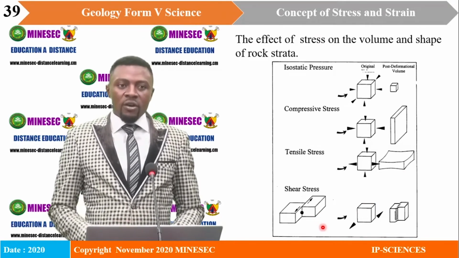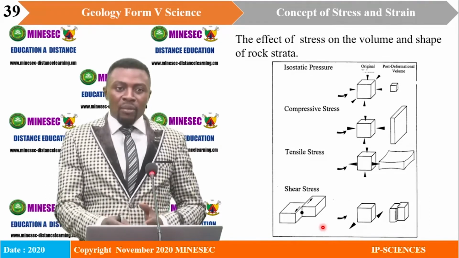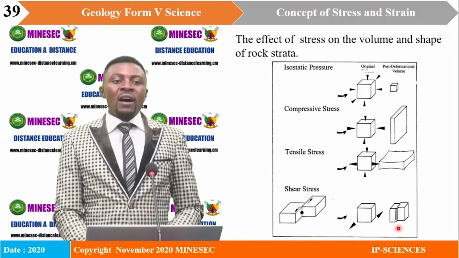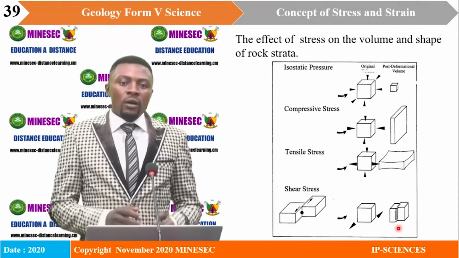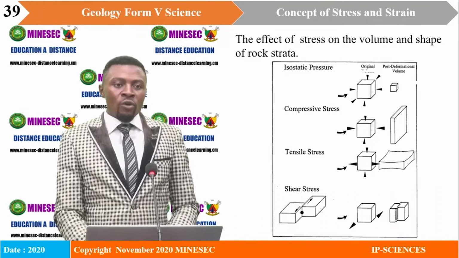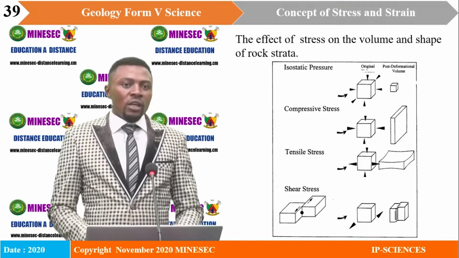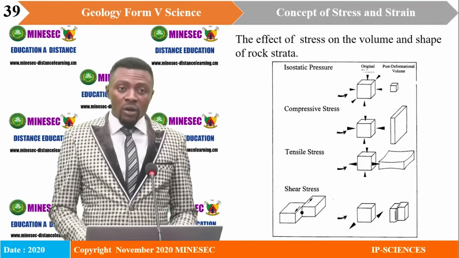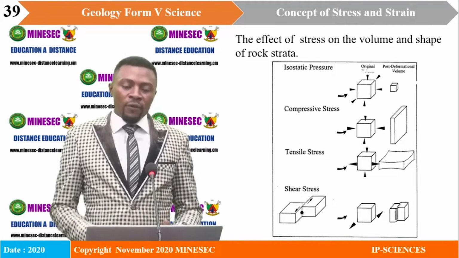We have shear stress. Remember, we said that in shear stress, the body of rock moves and slides past one another in a horizontal manner. So when that happens to a rock, what is the effect? You have it moving side by side towards each other. That will be the effect on the volume and shape of a rock that is subjected to what? Shear stress. So when rocks are subjected to stress, the effect is that they change in volume and shape. Now, depending on the type of stress and the nature of rock, we are going to acquire different types of shapes and also deformation.